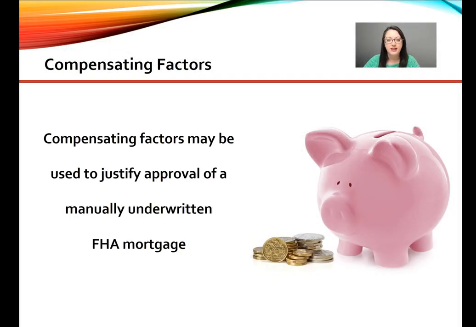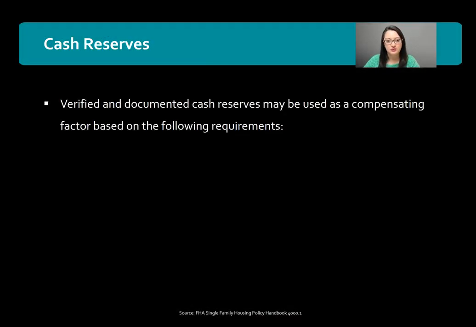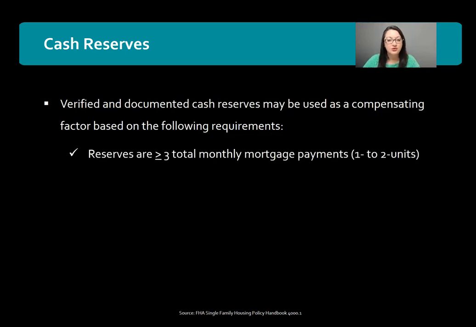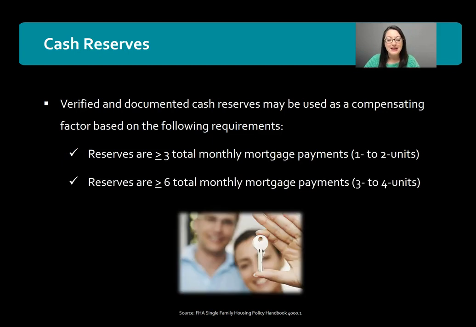So compensating factors may be used to justify an approval of a manually written FHA mortgage. Let's take a look at some examples. First, cash reserves. Verified and documented cash reserves may be used as a compensating factor as long as the following requirements are met. Reserves are greater than or equal to 3 months of the total monthly mortgage payment for 1 to 2 unit properties, and equal to or greater than 6 months of the total monthly mortgage payment for a 3 to 4 unit.